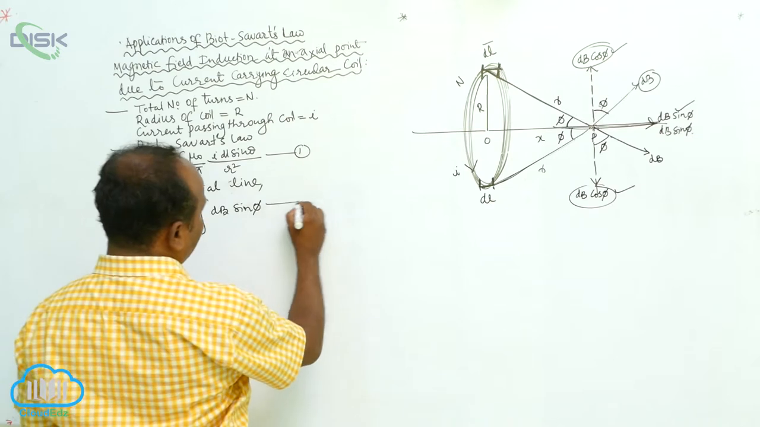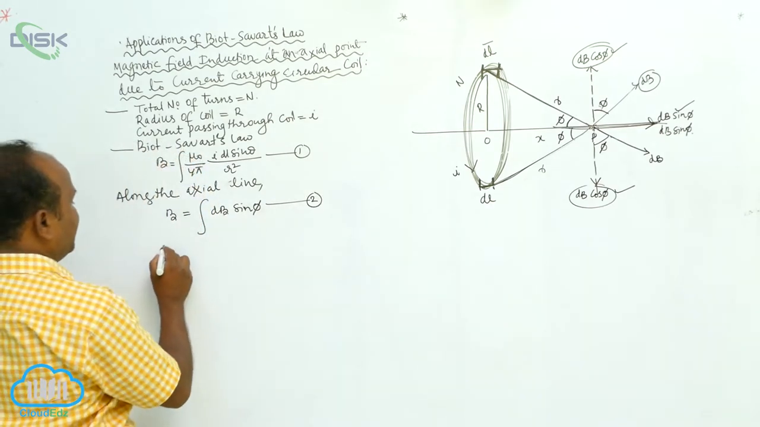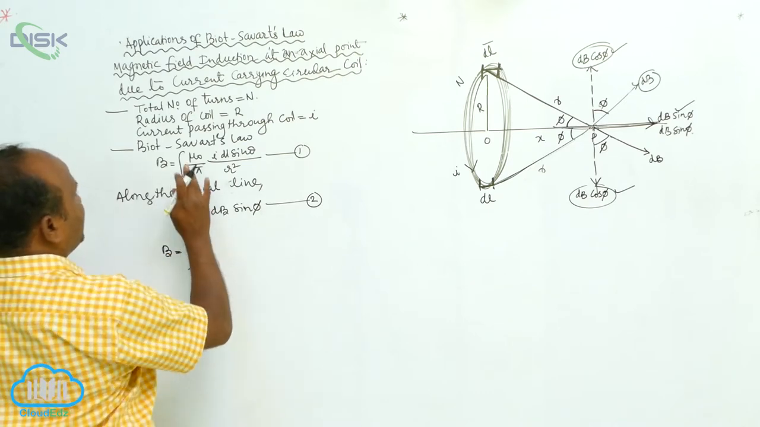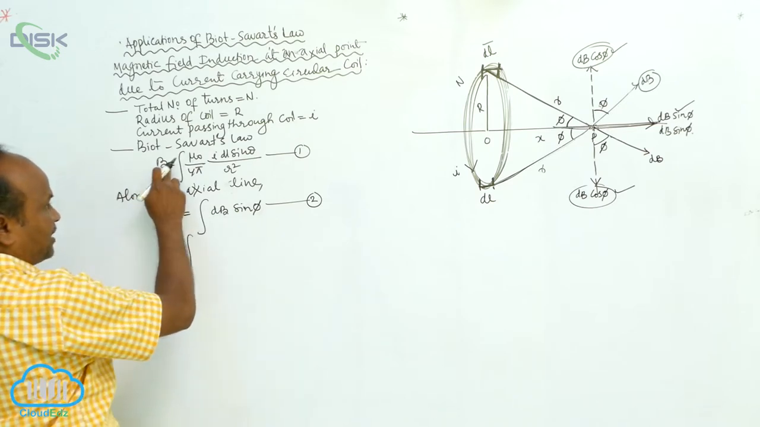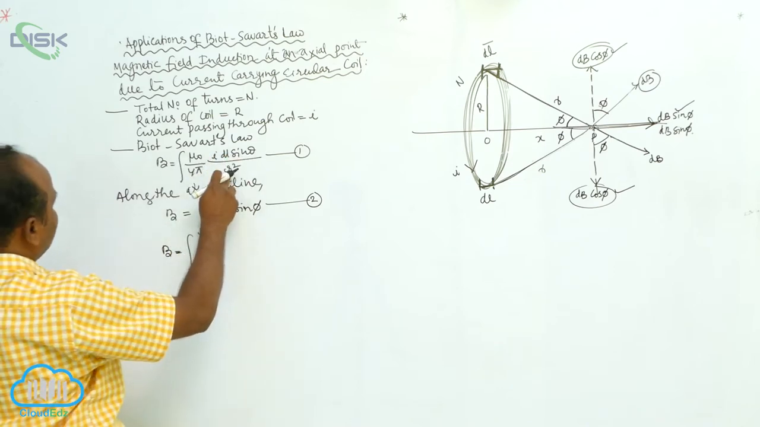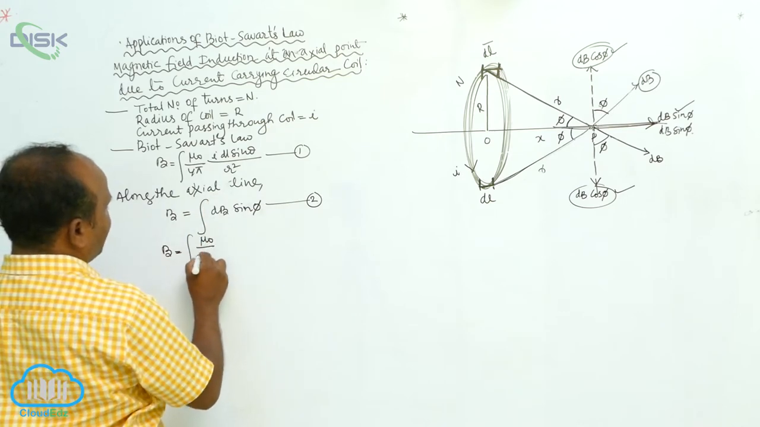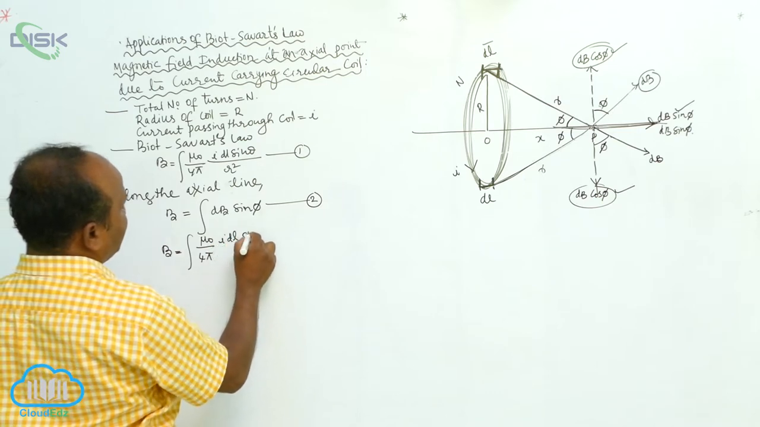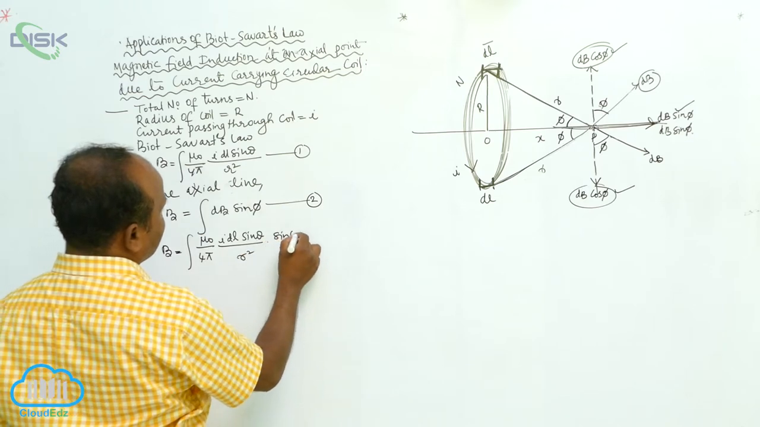Now this is called the second equation. Here, B is equal to the integration of dB, that is, B is equal to the integration of mu naught by 4 pi, I dl sin theta by r square. What is dB? dB is equal to mu naught by 4 pi, I dl sin theta by r square, into sin phi.